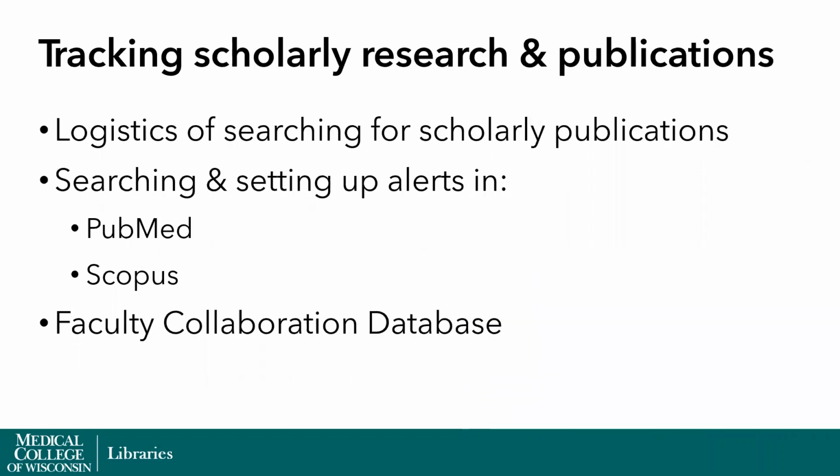So I'm going to start out the webinar with talking about some of the logistics of searching for scholarly publications. There are some challenges you might run into, and I'll just bring up these challenges and give you some things to think about when you're setting up these publication searches. I'm going to demonstrate how to set up and search for publications, set up alerts, and search for publications in PubMed and Scopus, which are two literature databases. And then I'll also talk about how you can use the FCD, or the Faculty Collaboration Database, to facilitate this process in a very simplified way.